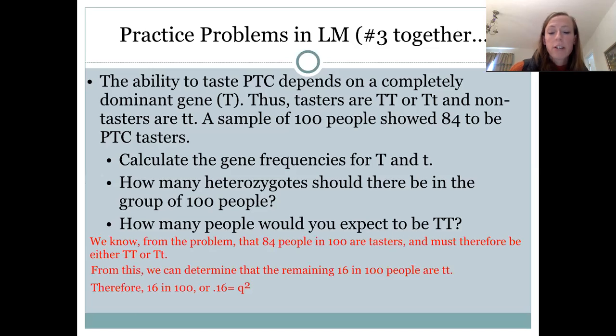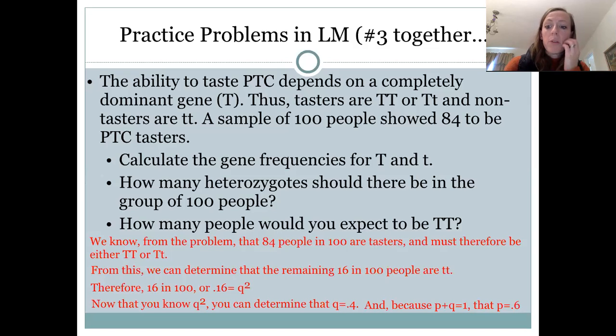16 divided by 100 is 0.16. That's going to be equal to Q². And once we are pretty sure we've determined one of the variables correctly, we get all the rest, okay? We're just going to take the square root of Q² to get Q. So we know that Q equals 0.4, and because P plus Q have to equal 1, P equals 0.6. So now we can go back and answer that first question: calculate the gene frequencies for big T and little t. Big T is going to equal 0.6, our P, and little t, the Q allele, is going to be 0.4.